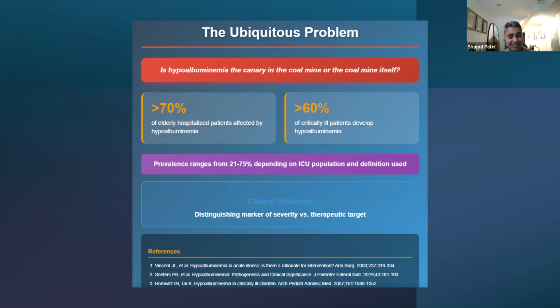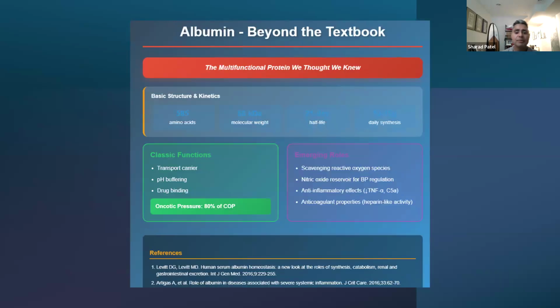I honestly feel like this presentation will lead to more questions than answers, but I think that's where we are with albumin as a therapeutic medication, is that we probably still have more questions than answers. So, albumin beyond the textbook.